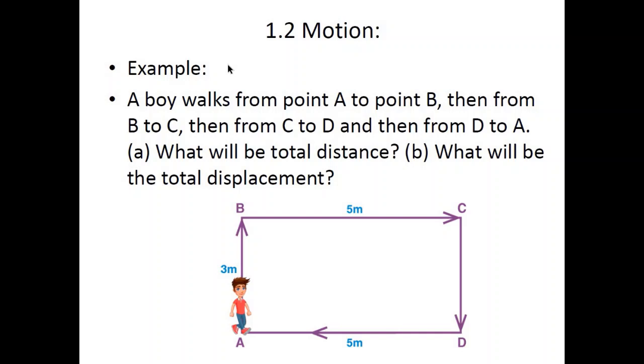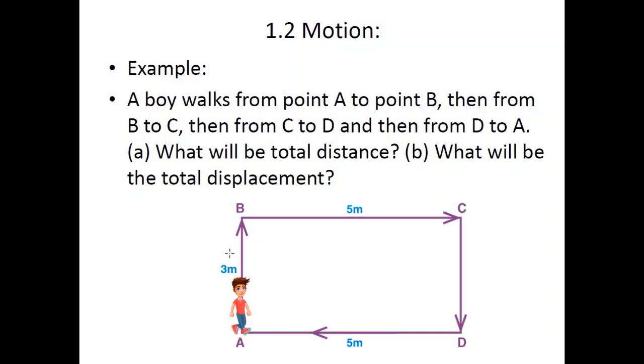For example, a boy walks from point A to point B, then from B to C, then from C to D, and then from D back to A again. What will be the total distance and what will be the total displacement? For the total distance, we simply have to add all of the available distances. This is 3, this is 5. Since this is a rectangular path, this would also be 3. So 3 meters plus 5 meters plus 3 meters plus 5 meters, because this boy is going here, then here, then here, and then back here. So it would be 3 plus 5, 8 plus 3, 11 plus 5, 16 meters.